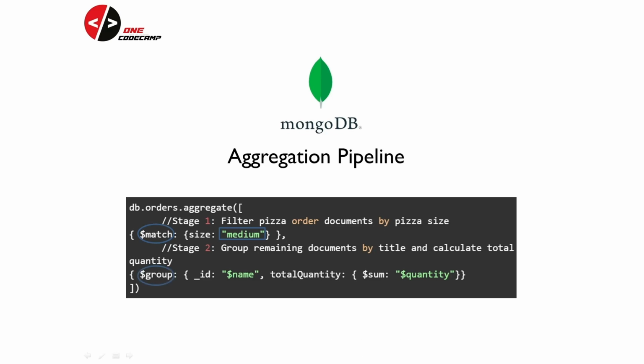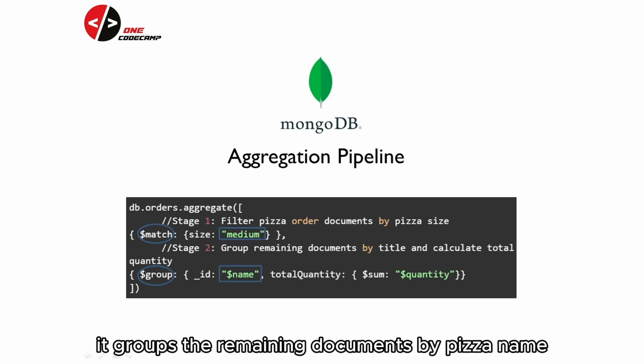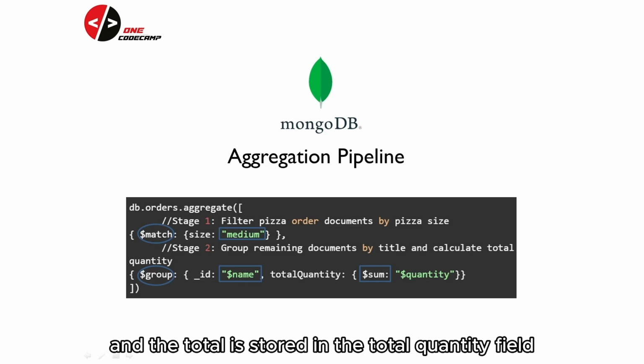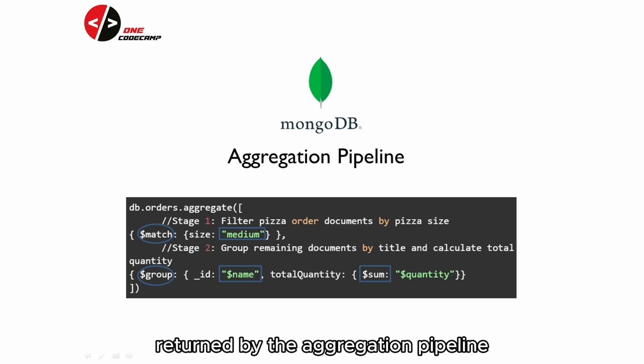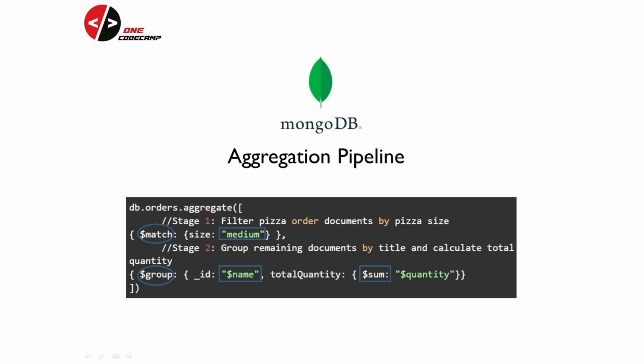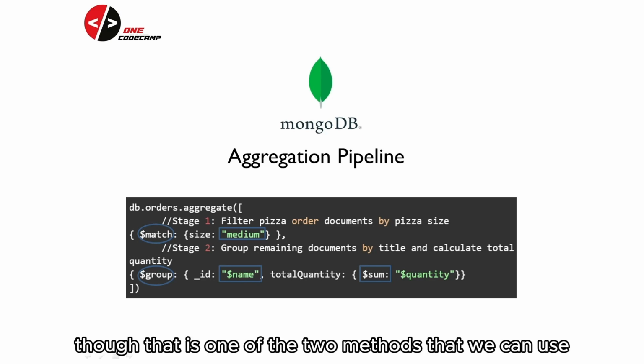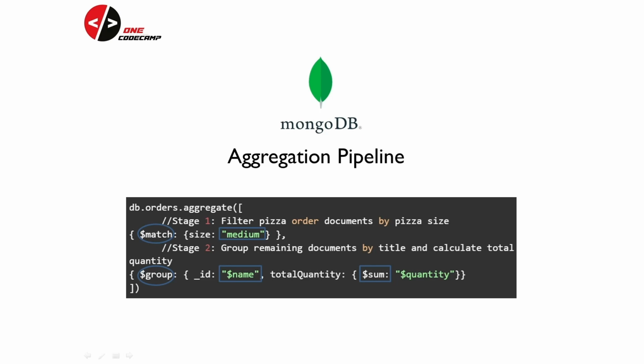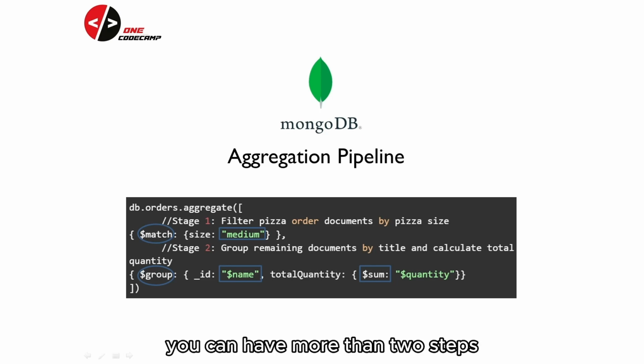In the second stage, it groups the remaining documents by pizza name. Then, it uses sum to calculate the total order quantity for each pizza name, and the total is stored in the total quantity field returned by the aggregation pipeline. So that is one of the two methods that we can use to perform aggregation operations, the aggregation pipeline. You can have more than two steps, but that is an example for now.